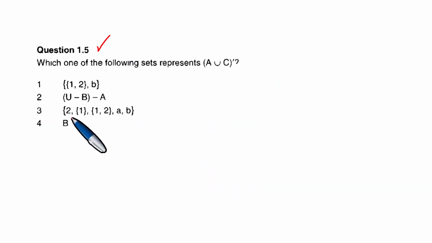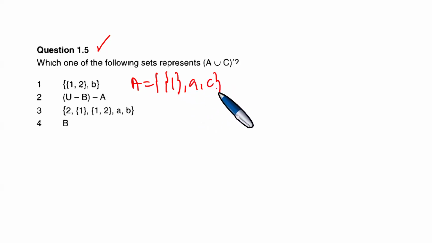1.5 is the next question. Which of the following sets represents (A union C) complement? Of course, to do this question, we need to remember what A is in the given information: it contains the singleton containing 1, with A and C as well. But we note that C contains 2 and C as elements.